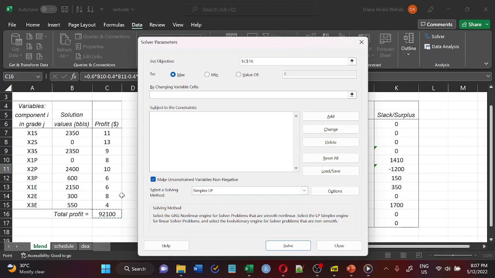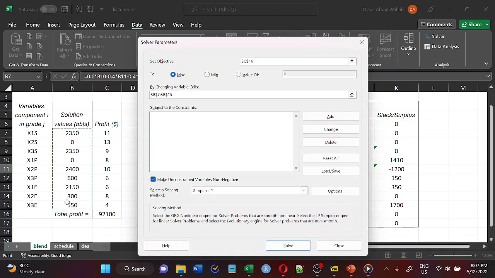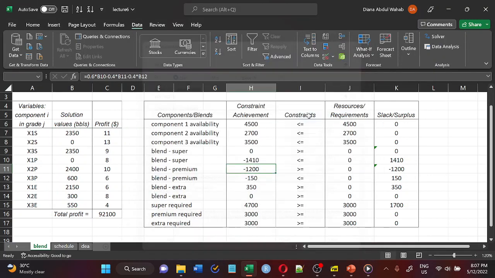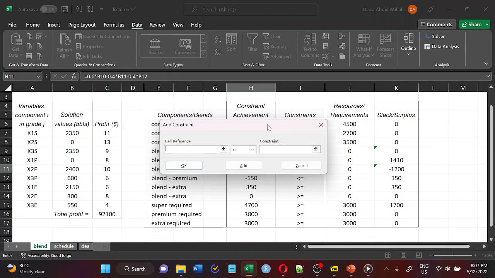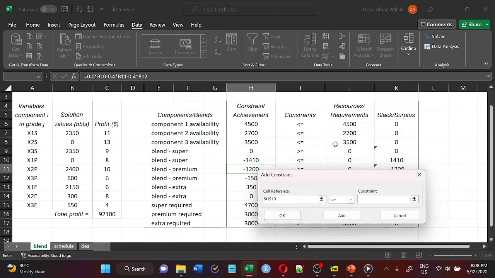So I set the objective, which is this one, by changing B7 to B15, and then I want to add the first one, H6 to H8, and this is less than J6 to J8, and then the second one is H10, and this one must be less than J10. Okay, and add H9.